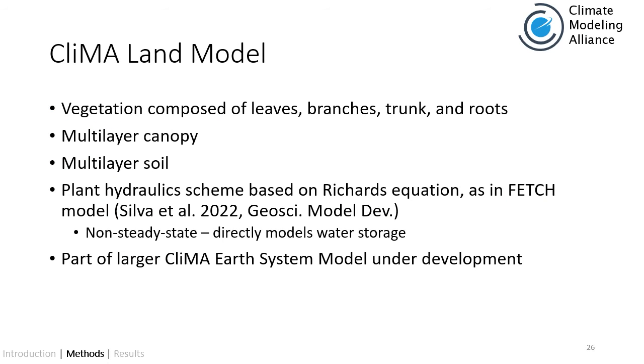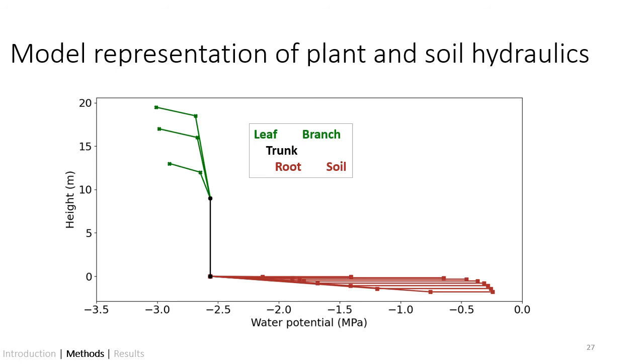To briefly go over the land surface model that we're using in these experiments, it's called the CLIMA model, which is developed by the Climate Modeling Alliance. And it has non-steady state plant hydraulics, so it directly models water storage as well as water flow. It has a multi-layer vegetation canopy and soil, and eventually it will be part of an Earth system model integrated with atmosphere and ocean models.